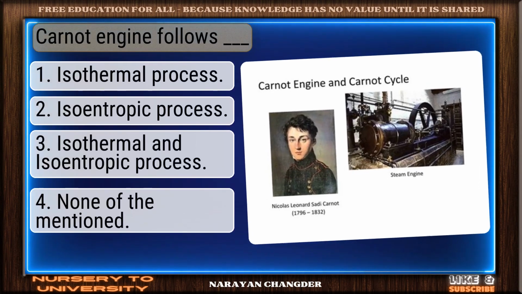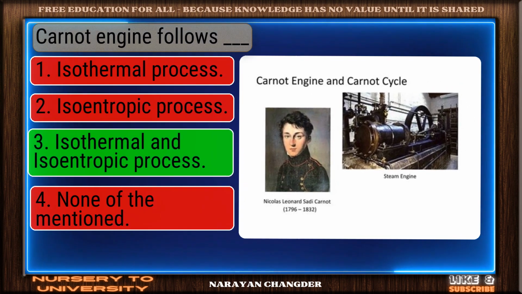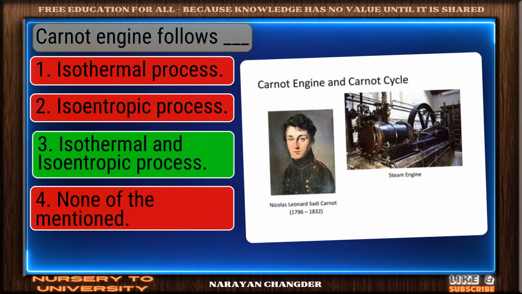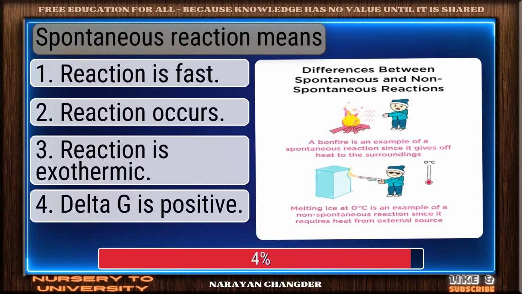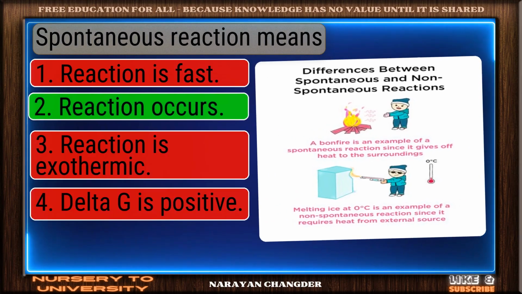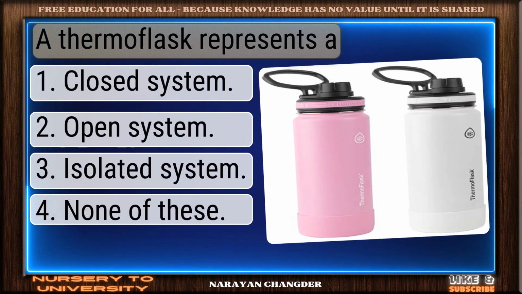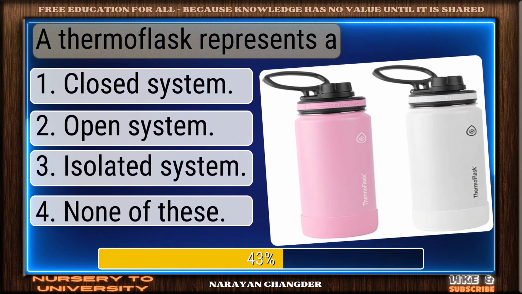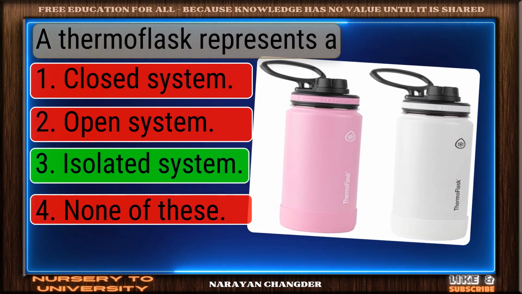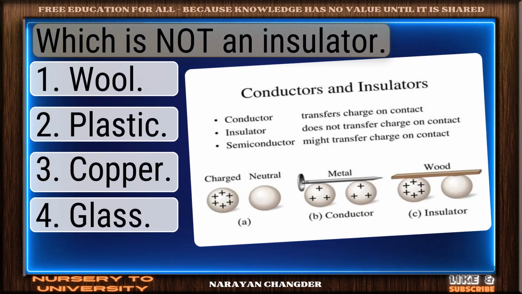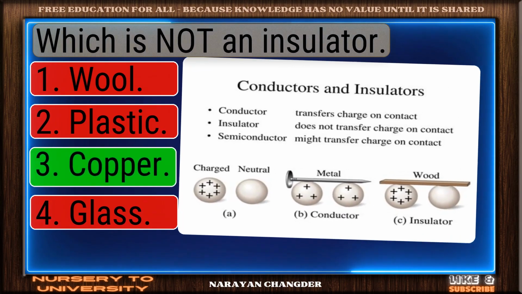Carnot engine follows dash. Excellent choice. Isothermal and isentropic process is the right answer. Spontaneous reaction means. Smart pick. Reaction occurs is the correct choice. A thermoflask represents a. Perfect. Isolated system is the correct choice. Which is not an insulator? On track. Copper is the correct answer.